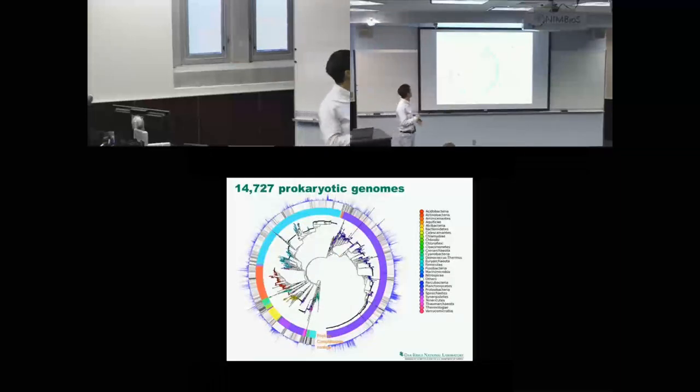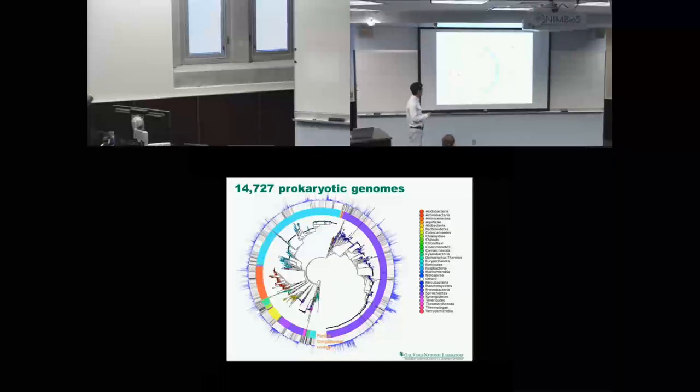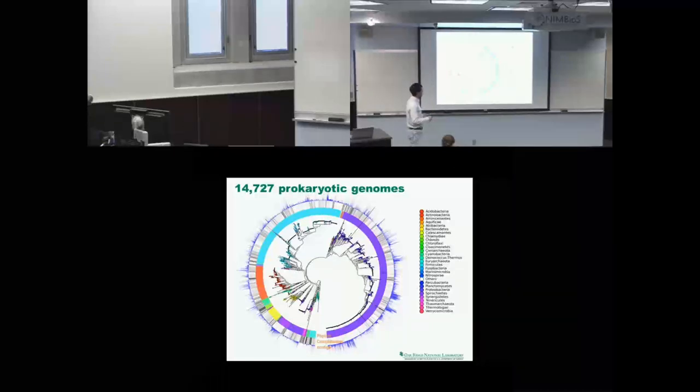So far, there are 14,000 prokaryotic genomes in GenBank. And this is a tree we constructed based on the genome sequences. They cover all these different phyla, color-coded in this tree. You can see this phylogenetic tree agrees in general with the taxonomic classification, and all these blue dots are generally from this phylum.